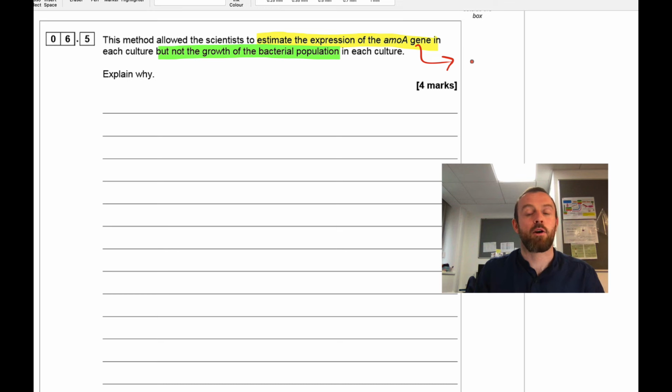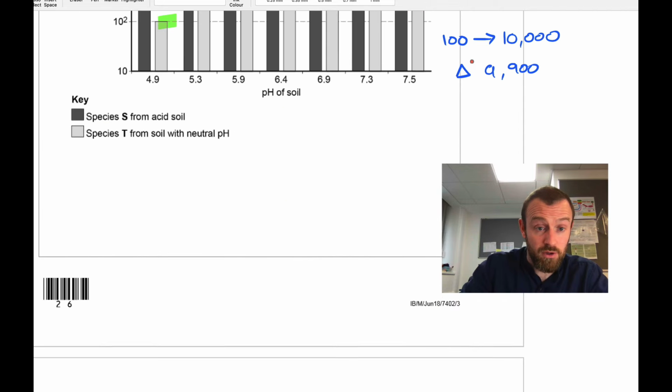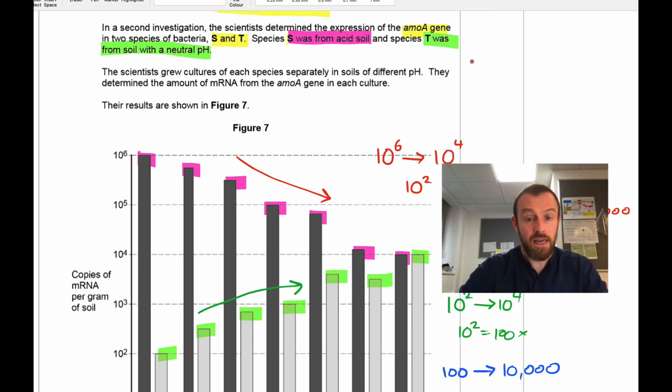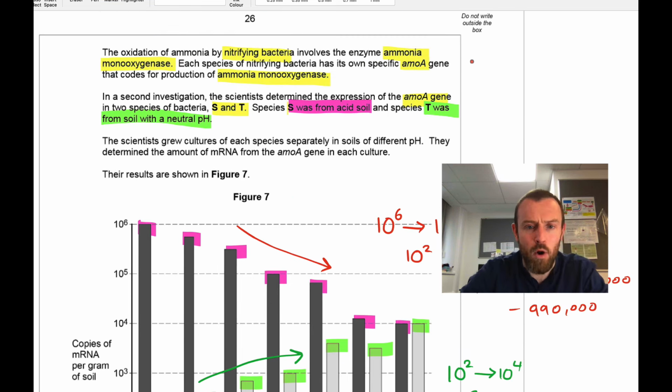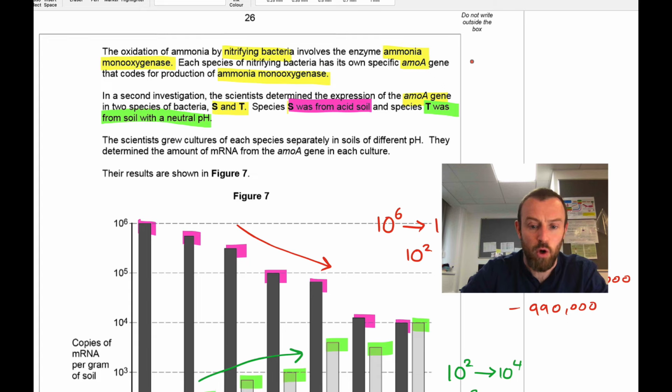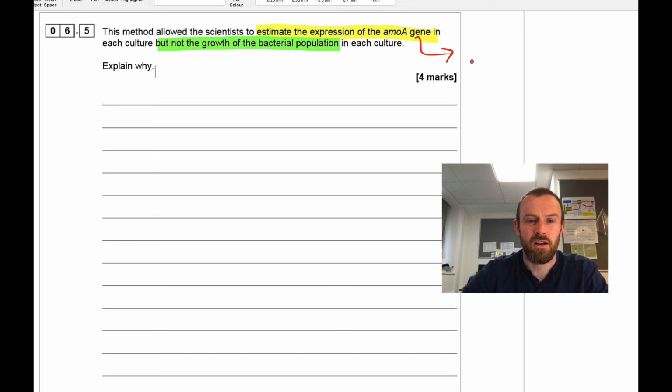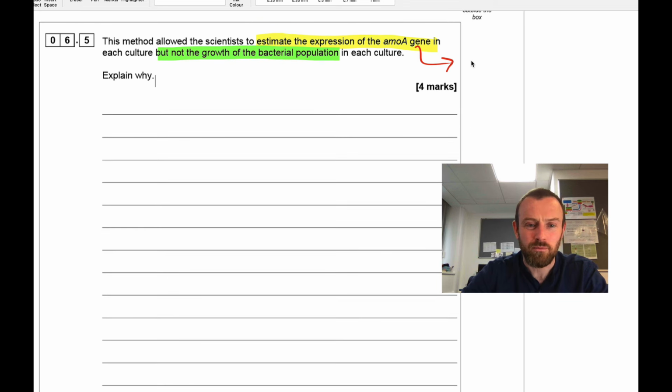Yeah, the mRNA that is produced is going to be translated. So there should be a direct correlation or a linear relationship between the number of copies of the mRNA produced and then the amount of protein, AMO-A, or the ammonia monooxygenase protein produced. Okay, so there should be a direct relationship. So that's kind of tackling the yellow part, but not the growth of the bacterial population.